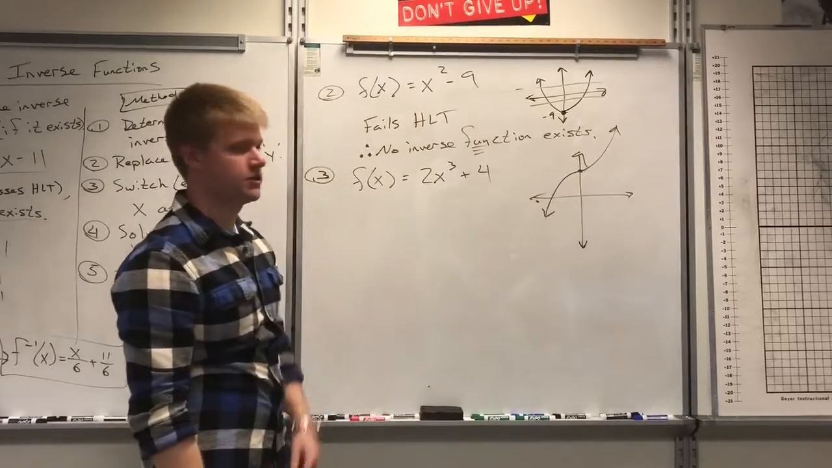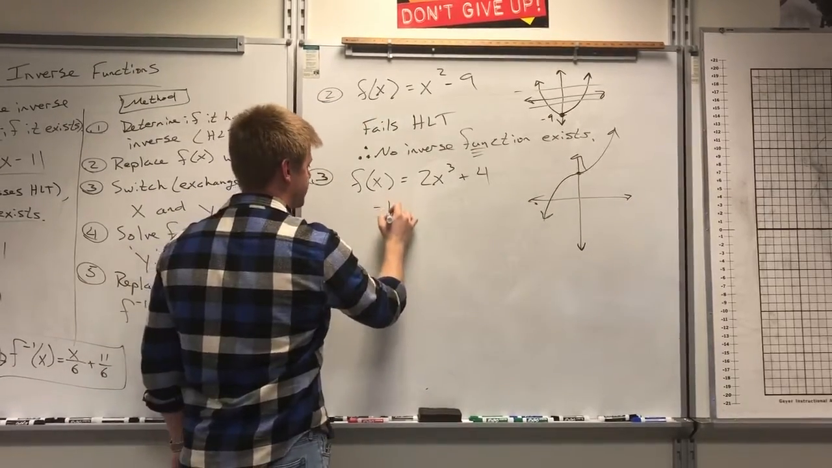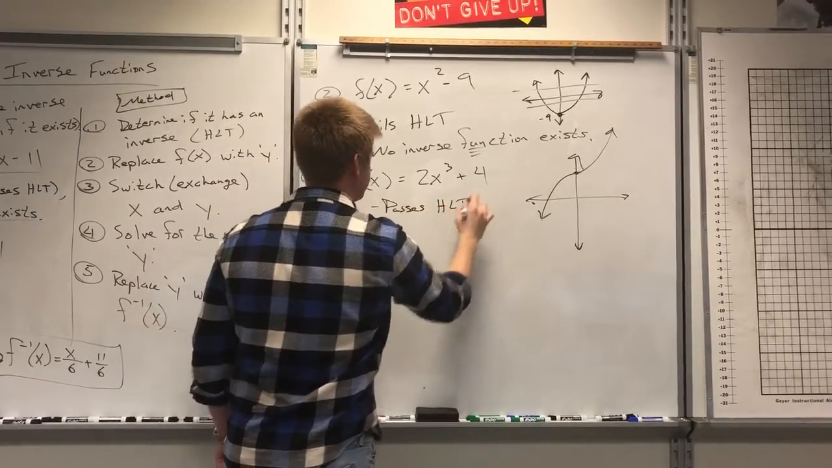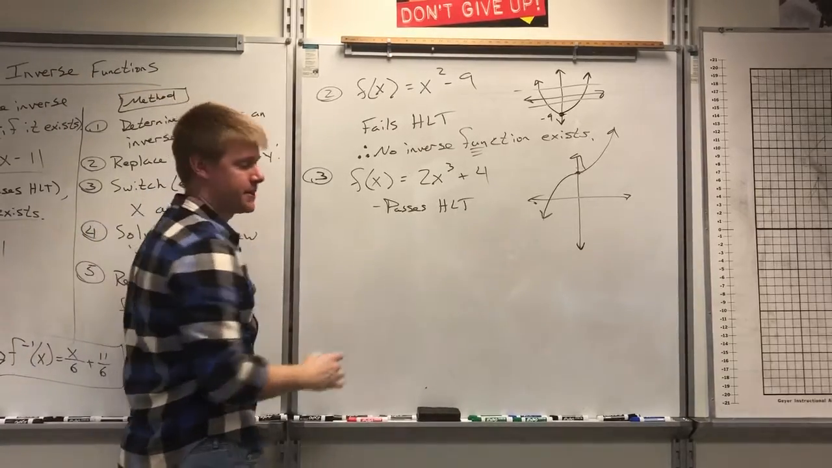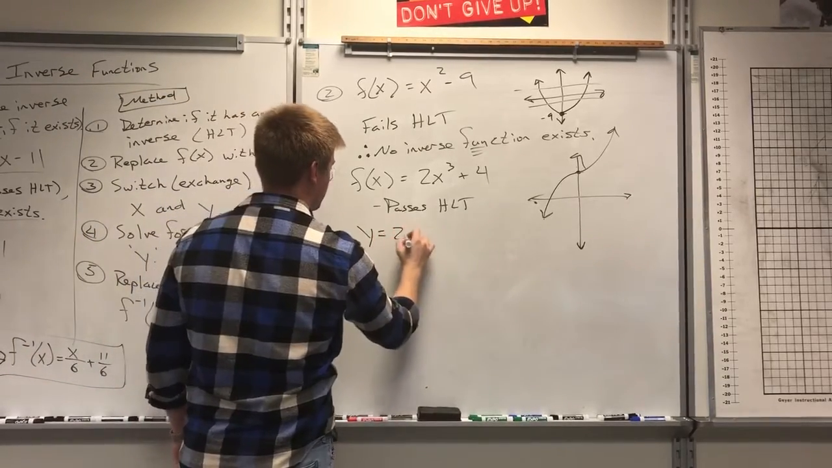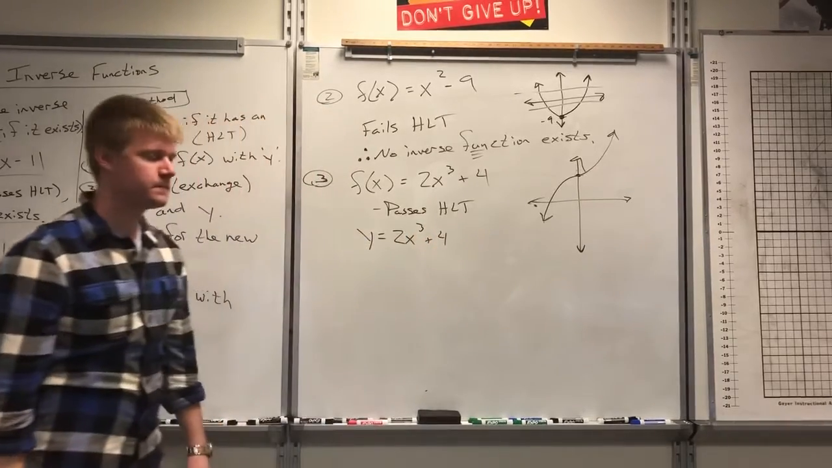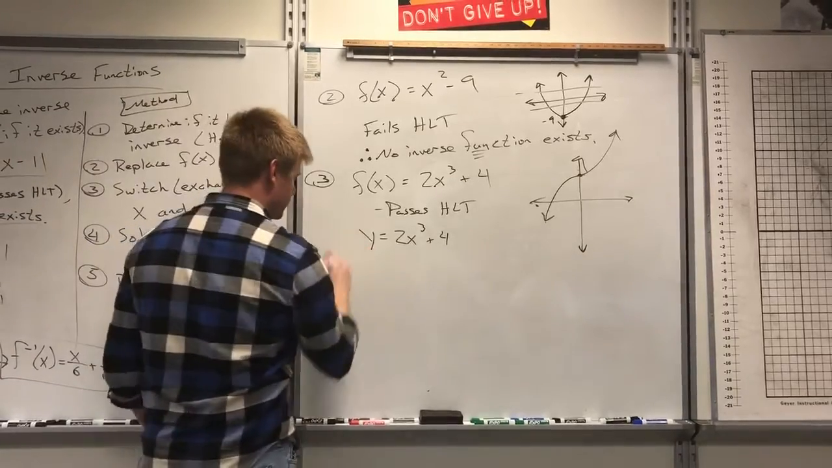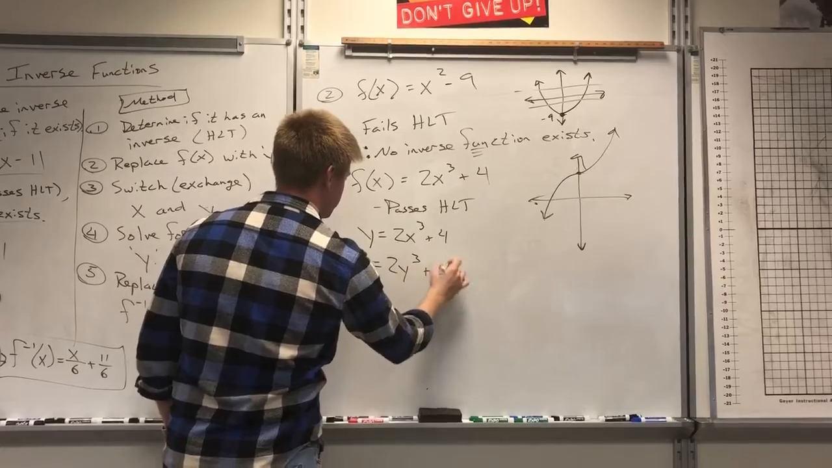So if I run the horizontal line test, you can hopefully see that this will pass. This passes the horizontal line test, so I know that an inverse function exists. So let's go through the step-by-step process we did for number 1. We replace f of x with y. Now I flip x and y. So I get x is equal to 2y cubed plus 4.